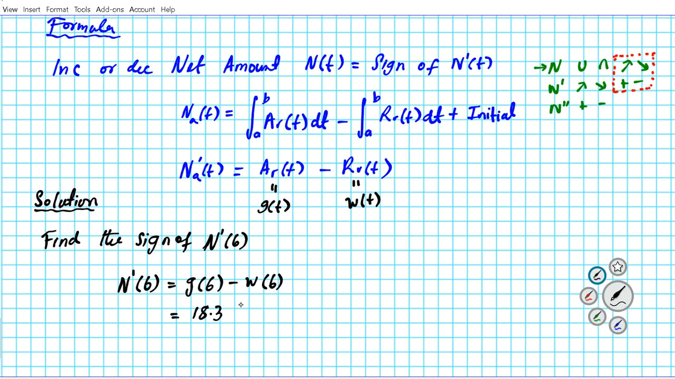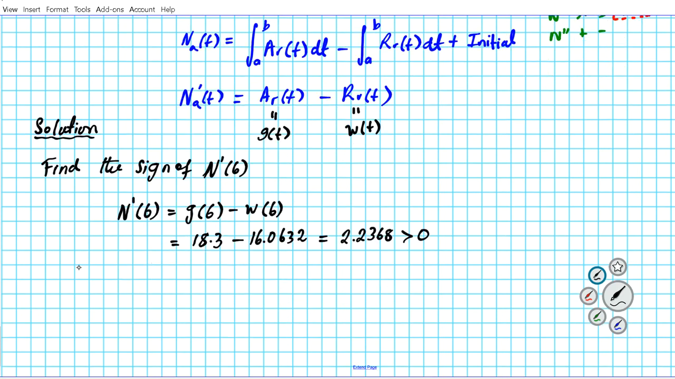And then for w of 6, you just plug 6 into your calculator, and you're going to get the spoil rate at t equals 6, and that's going to be 16.0632, which gives 18.3 minus 16.0632, which is equal to 2.2368, which is greater than 0. So remember, all we cared about is the sign. Is it positive or negative? Since it's positive, guess what? The amount of unspoiled grain is increasing. Okay, because we're looking at this particular case. If the net rate is negative, that means the amount of unspoiled grain, or the net amount, is decreasing.